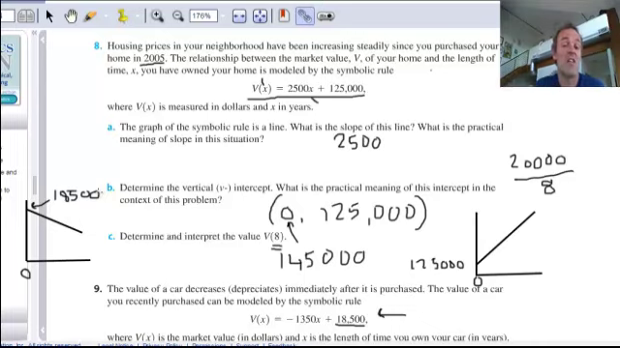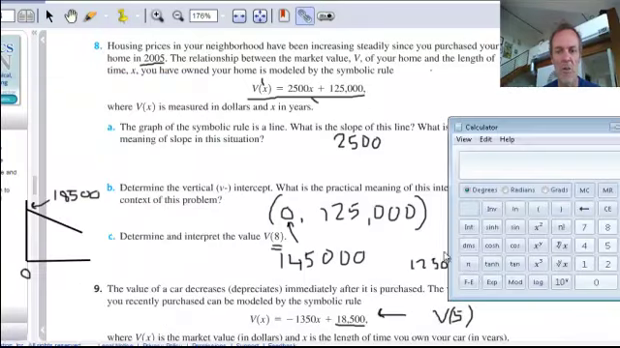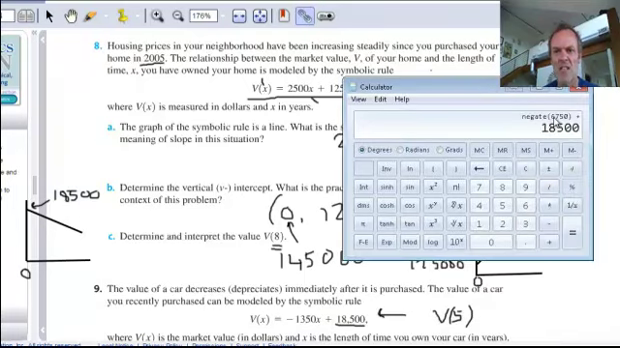And if you want to know how much your car is worth after 5 years, in other words, V of 5, the value of my car after 5 years, then in my calculator I would go negative 1350 times 5, and that's negative, plus 18,500. So negative 6750, that's 5 times that, plus that, is going to equal $11,750.